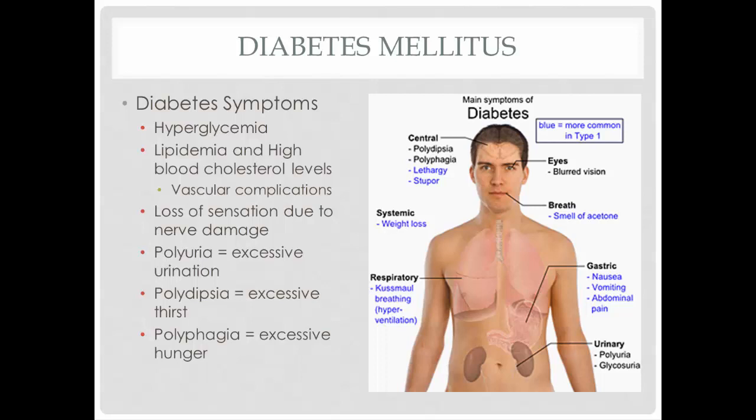Diabetes has lots of different symptoms. Primarily, the one you think of is hyperglycemia, too much sugar in your blood. Another thing you see is lipidemia and high blood cholesterol levels, and this can end up leading to lots of vascular complications, including atherosclerosis, strokes, heart attacks, renal shutdown, and blindness. The loss of sensation that individuals feel is due to nerve damage.